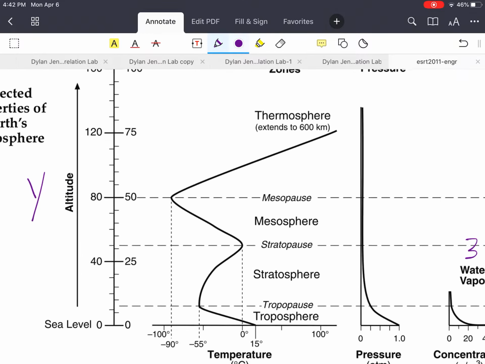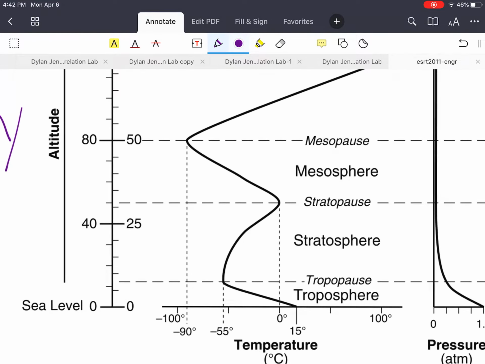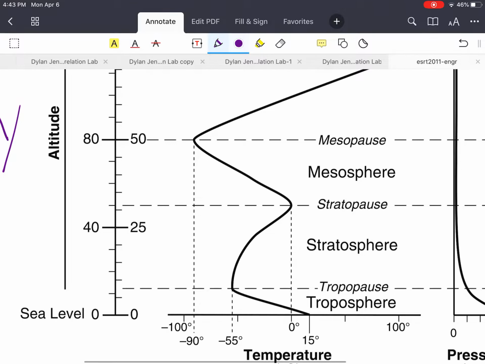The very bottom of temperature zones is supposed to represent sea level on Earth. So if I draw a person here, this person is standing at sea level on the crust of Earth. We call this layer of the atmosphere the troposphere. It's the one that we are living in. So if you walk outside right now, you are going to be in the troposphere of Earth.